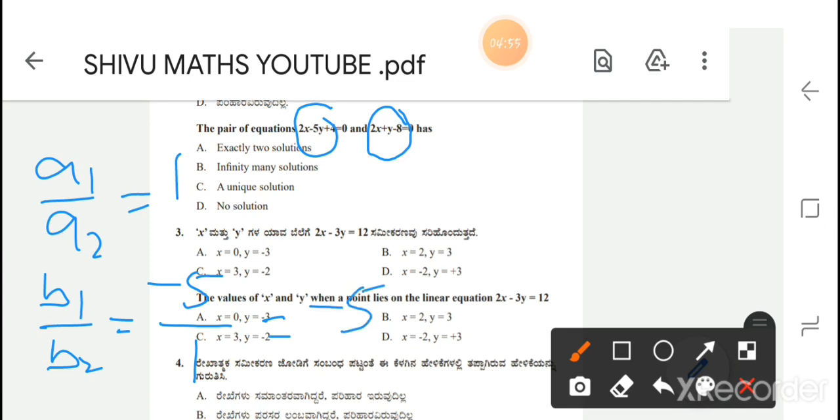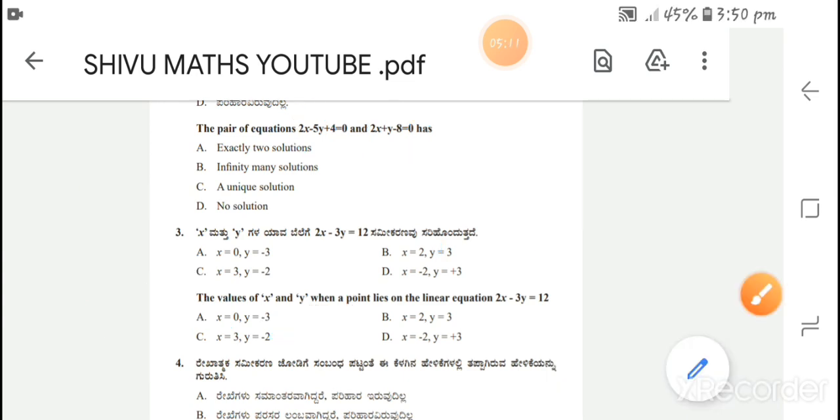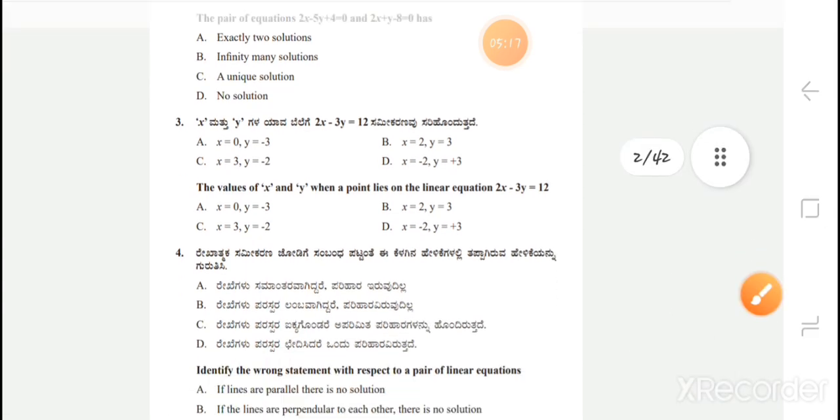See, observe a1 by a2 is not equal to b1 by b2, no? So a1 by a2 not equal to b1 by b2, you need to take that the equations have a unique solution. The equations have a unique solution. Option C is the right answer. So next we will pass on to the third question.